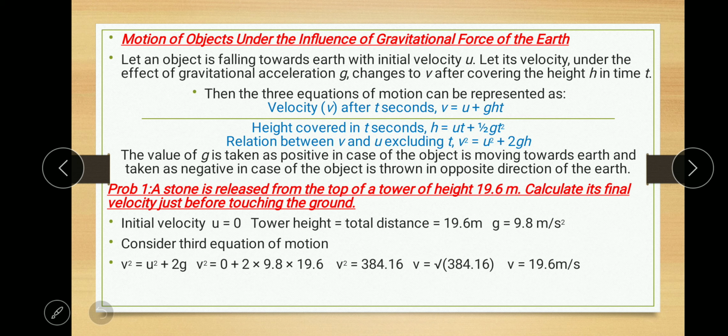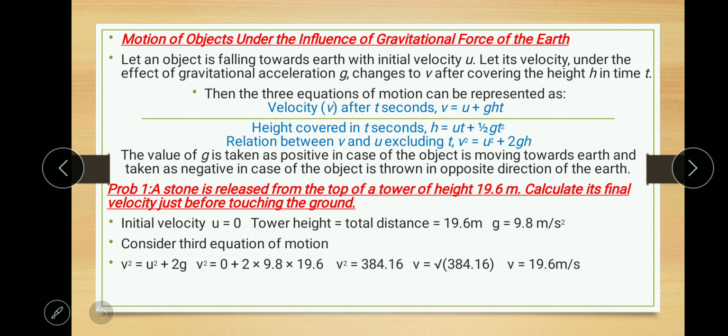Let an object be falling towards Earth with initial velocity u. Under the effect of gravitational acceleration g, its velocity changes to v. After covering the height h in time t, the three equations of motion can be represented as follows. Velocity after t seconds: final velocity v is equal to u plus gt. g is the gravitational acceleration, h is the height, t is the time.